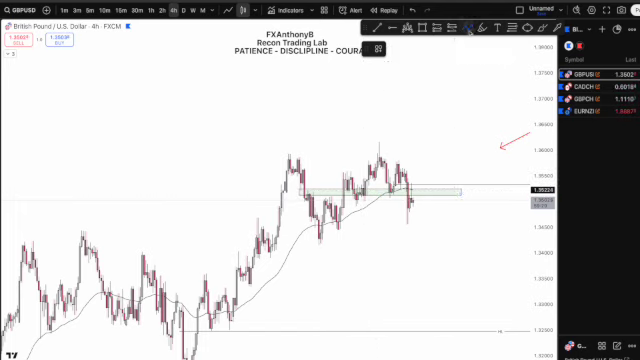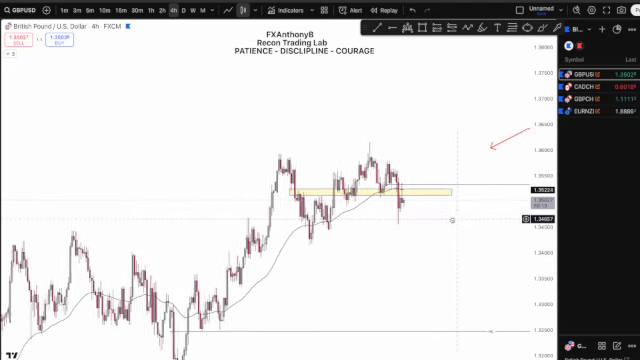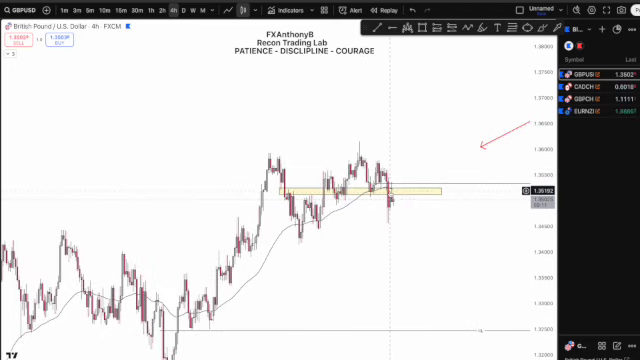So now we have 1, 2, 3 taps, 4 taps, 1, 2, 3, 4 taps, and you can maybe count this as a 5 tapper and make this your 4 hour area of interest. And I like to make mine yellow. So now we have a valid 4 hour area of interest, and on our 4 hour you can also see a left head, right shoulder confirmation.